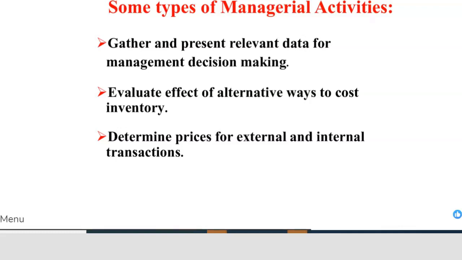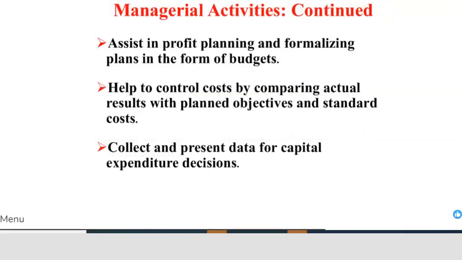Now, what are some of the types of managerial activities? These are very general. You must gather and present relevant data to managers so that managers can make decisions. You look at the alternatives and you develop ways of, in this case, cost and inventory. You look at other factors, not just accounting. You look at economic factors, external factors, and stuff like that.